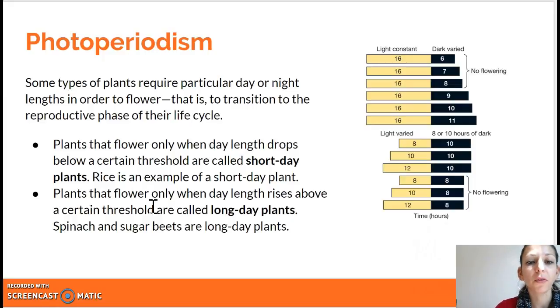And plants that flower only when day length rises above a certain threshold are called long day plants. We looked at experimental data based on this already. So spinach and sugar beets are examples of long day plants. And of course, these are the flowering mechanisms. So the light is going to trigger when these plants are going to go into their certain reproductive state.